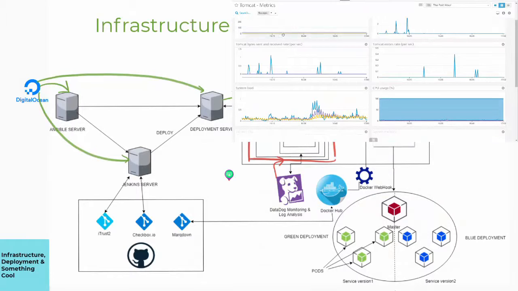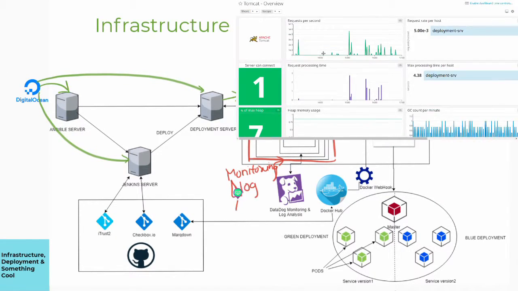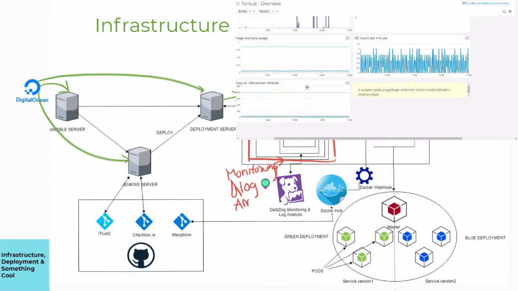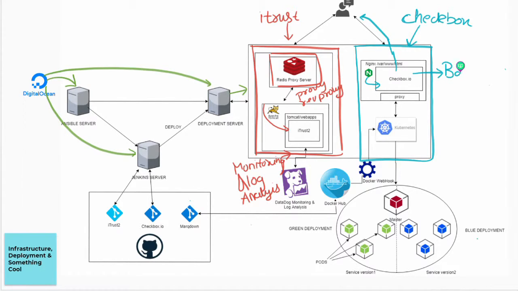We are using Datadog as a monitoring and log analysis tool, so that we know if there is any spike in CPU, memory, or other metrics that we are monitoring for iTrust. For Checkbox, we are using Nginx, which serves the front end, and the backend is run by systemd.